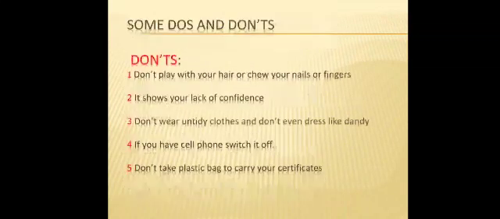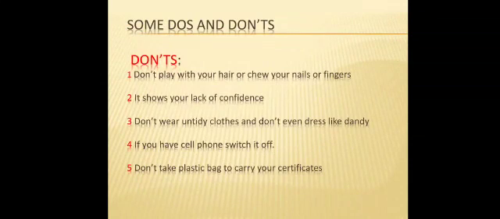Okay, some do's and don'ts we need to understand. What we should not do and what we should do, we need to understand. This is very simple. If you remember these things in a simple manner, it will be very effective for you to make an effective presentation of yourself in the interview. For example, what are the don'ts? Don't play with your hair or chew your nails or fingers. It's very important, because if someone is nervous before the interview panel, if somebody is getting pressure, they will try to hold their hair or chew their nails or fingers before the interview panel.